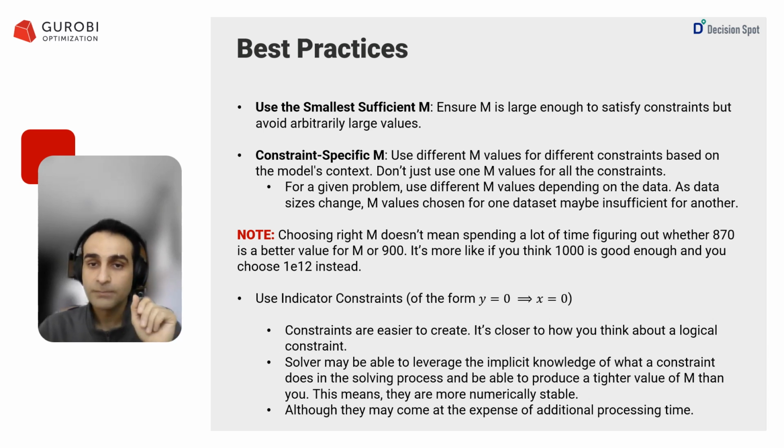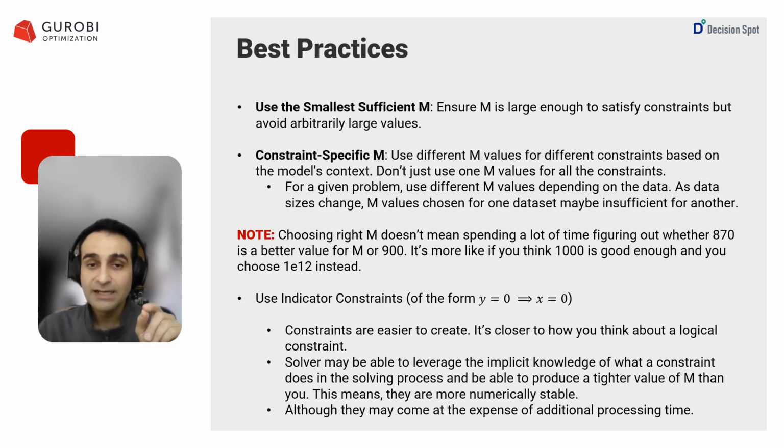For example, you may decide that a value of 100 works well for your current dataset. But if you move to a much larger dataset and don't adjust that M accordingly, it could lead to incorrect results. But to avoid this, you shouldn't opt for a value so large that it creates numerical problems. It's best to choose problem-specific and data-specific values.